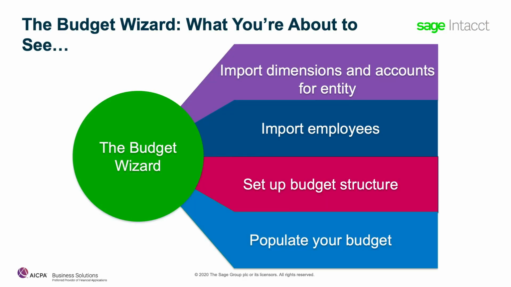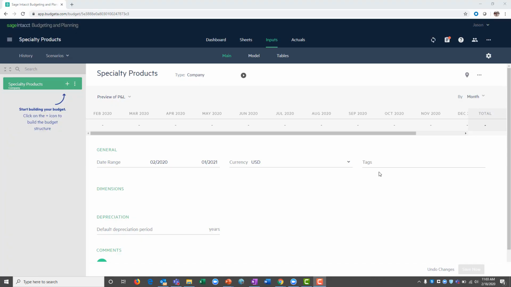Let's review a real-life example as to how Sage Intacct Budgeting and Planning can replace Excel and streamline the budgeting and planning process. For the purposes of this demo, I'm going to take the role of financial analyst for a company called Specialty Products. Right now I'm looking at Sage Intacct Budgeting and Planning, and it's just an empty budget template. I could use this blank template to enter my budget line by line, but I have the power of the Budget Wizard. What you're about to see is how the Budget Wizard assists me in creating the ideal budget structure. Let's take a look.